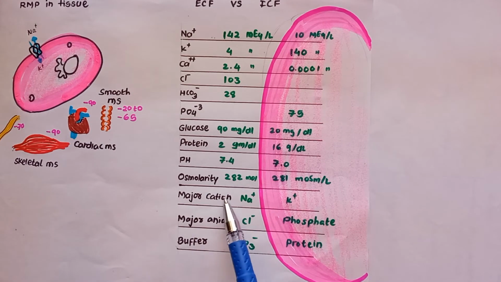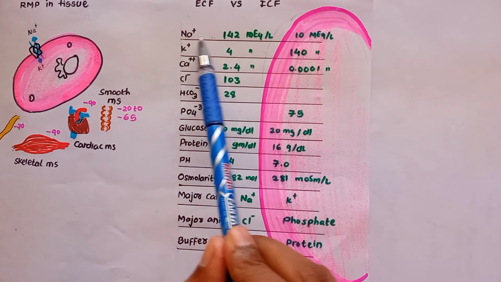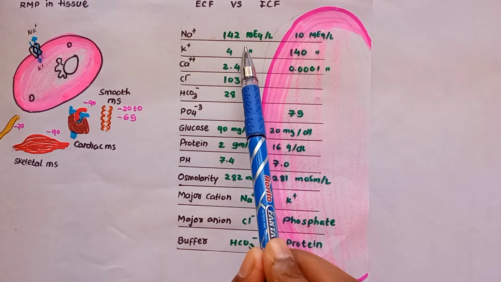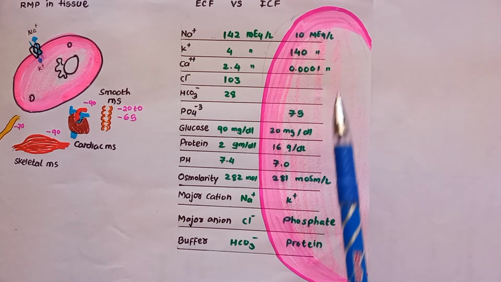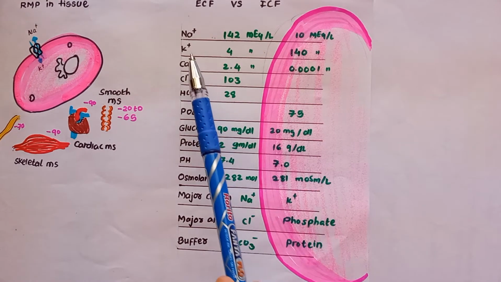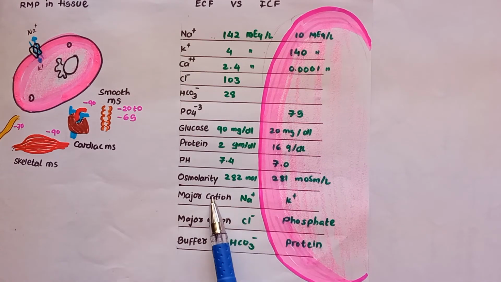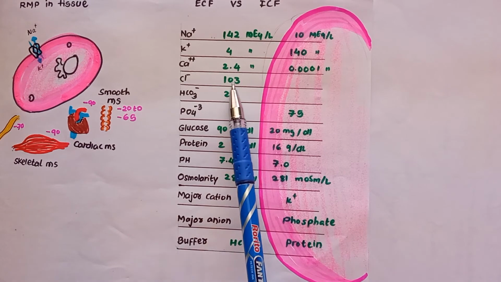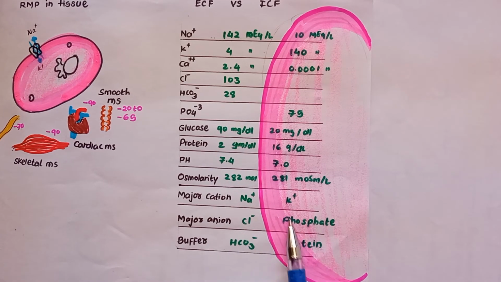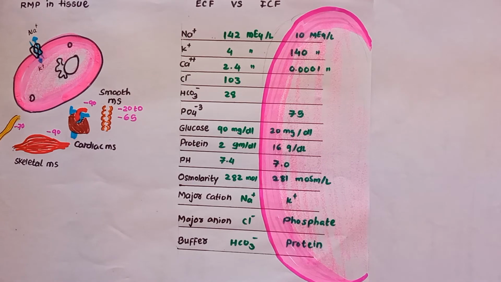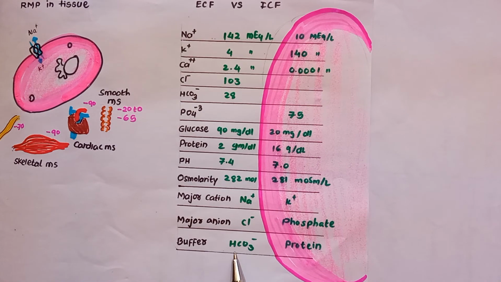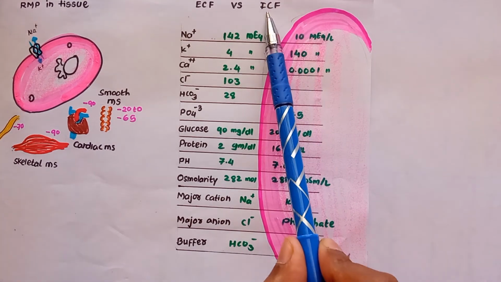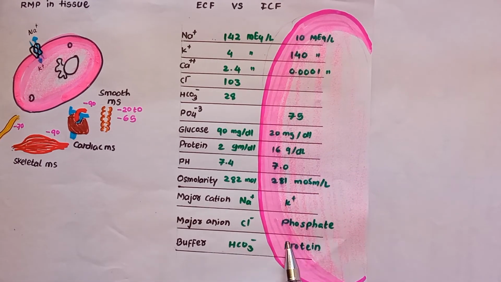Now what are the major cations? I have told you that sodium is more, about 142, in extracellular fluid. So the major cation is sodium, while in the intracellular fluid potassium is 140, so the major cation is potassium. The major anion is chloride, because it is 103, and the major anion inside the cell, I have told you, is phosphate. Now what is the buffer? In extracellular fluid the buffer is bicarbonate. In intracellular fluid, it is protein.